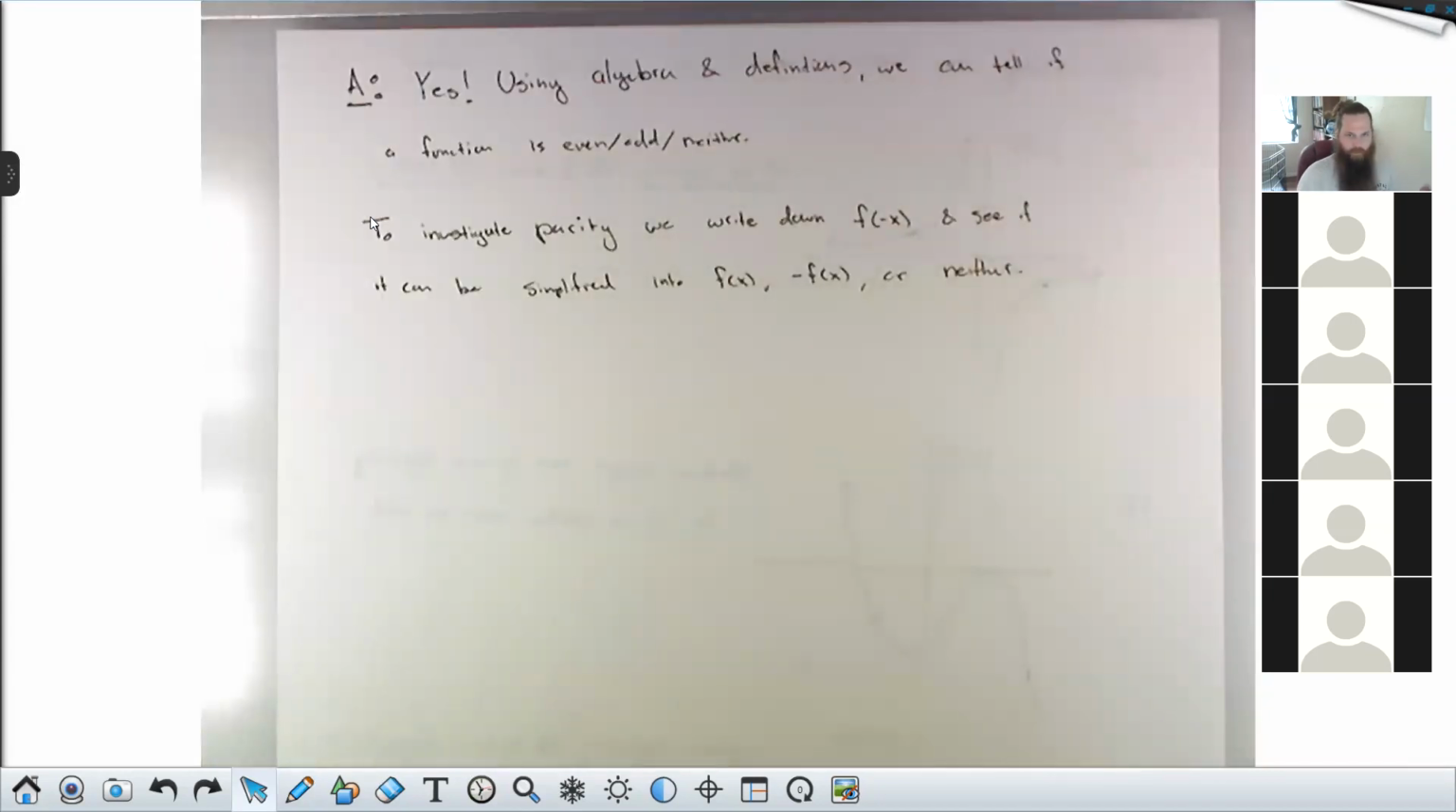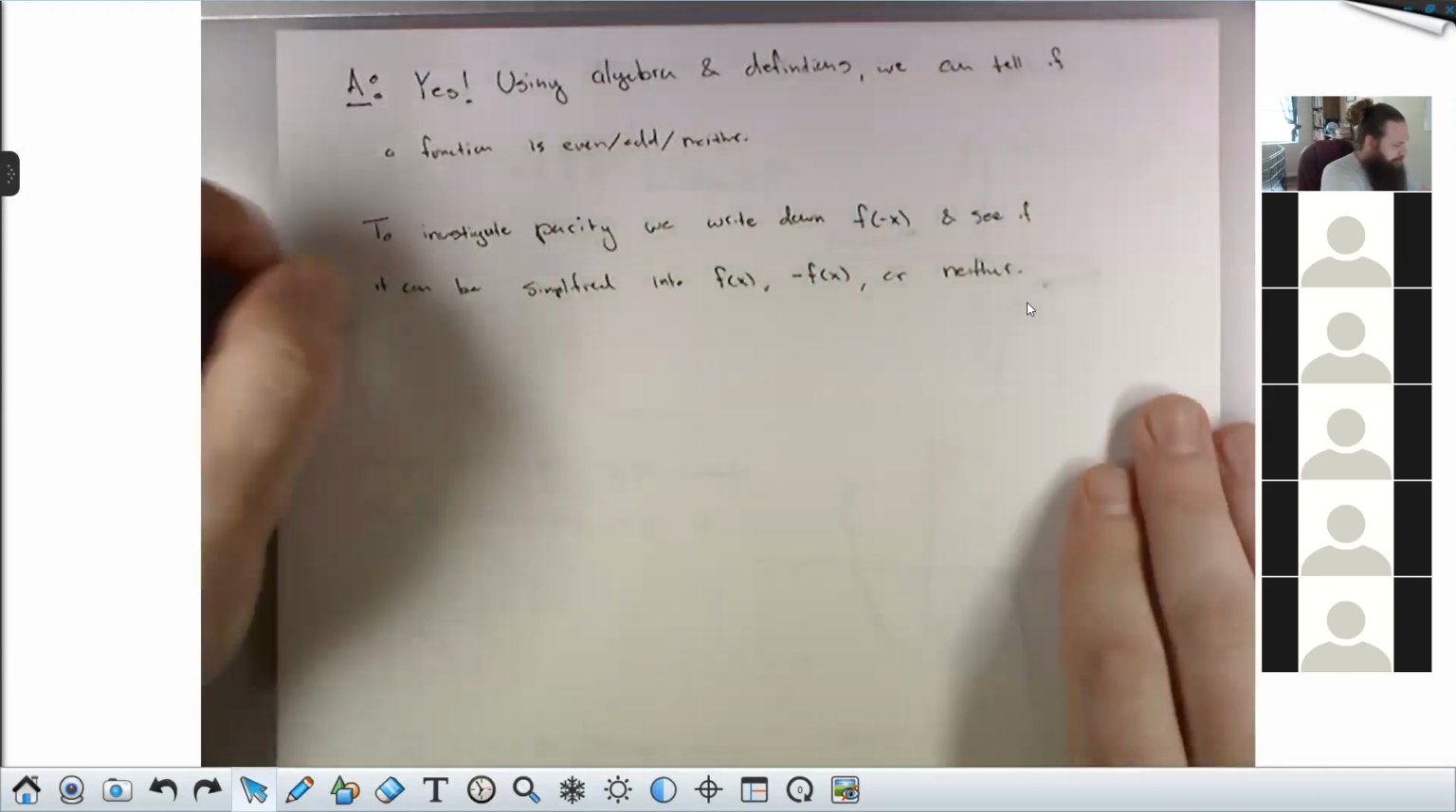And the result is what you'd think it is. If f of negative x can be simplified to f of x, that means f of negative x equals f of x. So that's an even function. If f of negative x can be simplified to the negative of f of x, that means f of negative x is negative f of x, which means you're looking at an odd function. And if this can't be simplified into either of those, then it's neither. Let's do it.